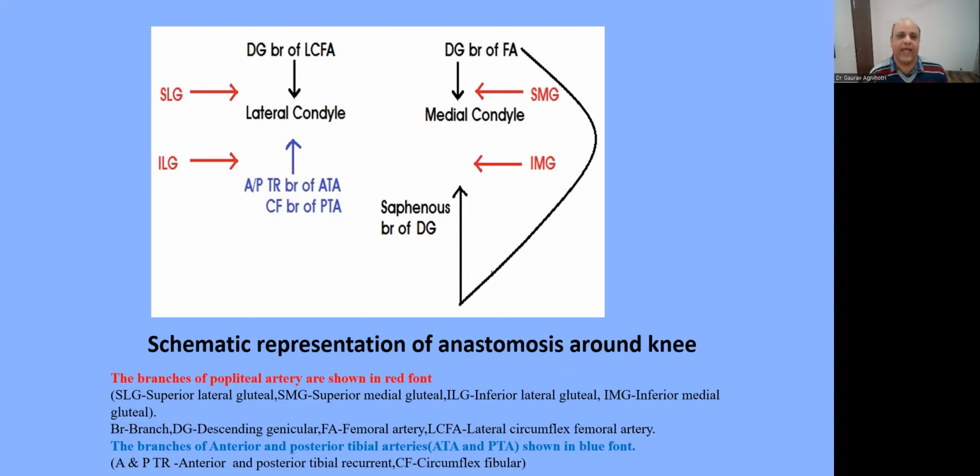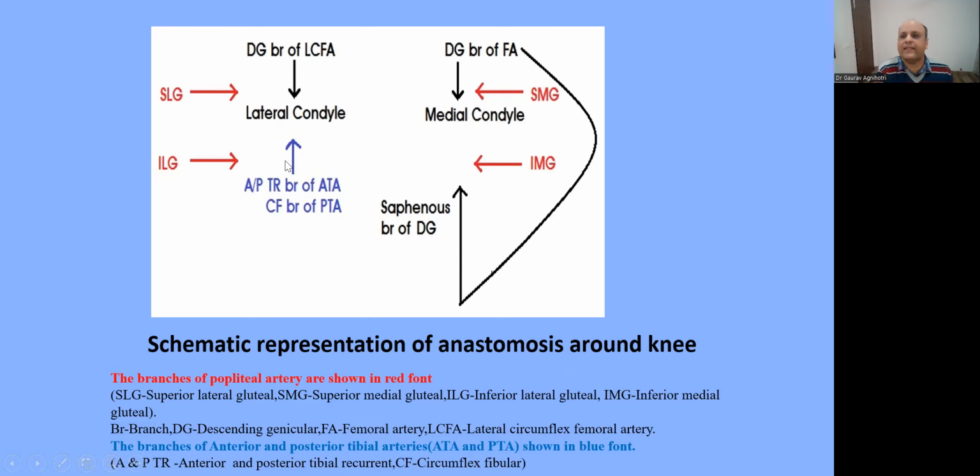So in this schematic diagram, you can make out the branches of the popliteal artery are shown in red: superior lateral genicular, inferior lateral genicular, superior medial genicular, inferior medial genicular. Okay, so we described this anastomosis, that this anastomosis is formed above the lateral condyle by a union between superior lateral genicular branch of popliteal artery and descending genicular branch of lateral circumflex femoral artery.